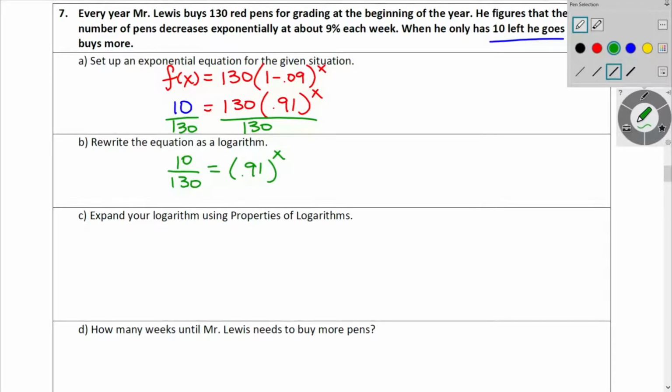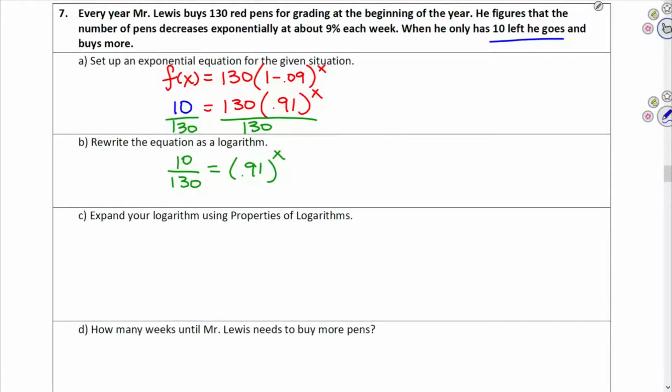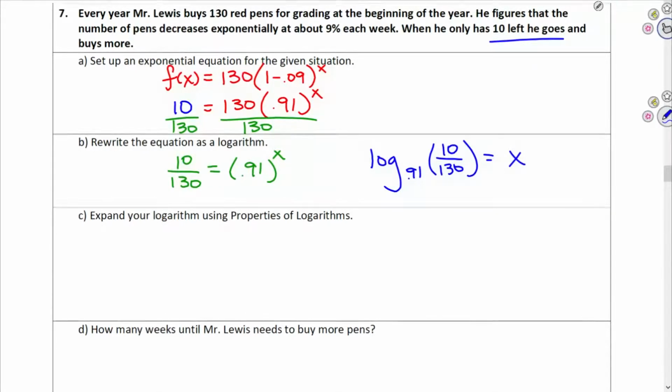Okay, and now this is written as a true exponential equation where I have something equal to a base to a power, and I'll rewrite this as a logarithm. Log base, the base of the exponent is 0.91, of what number? Well, 10 over 130 is equal to the exponent of x. So 0.91 to what power is 10 over 130, and that's written as a logarithmic equation.